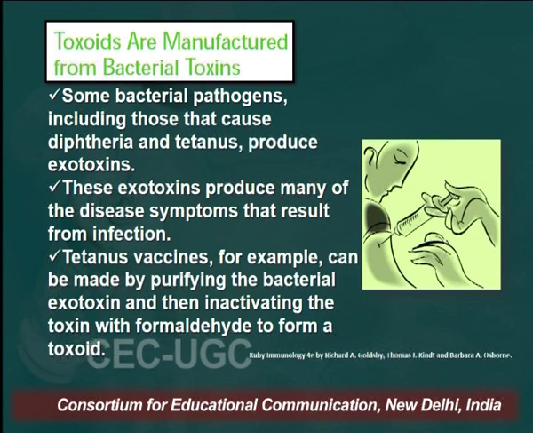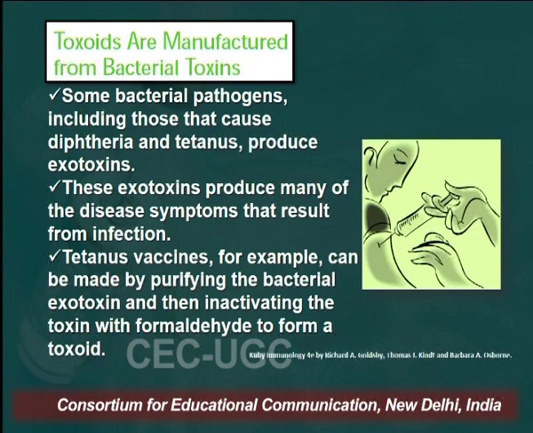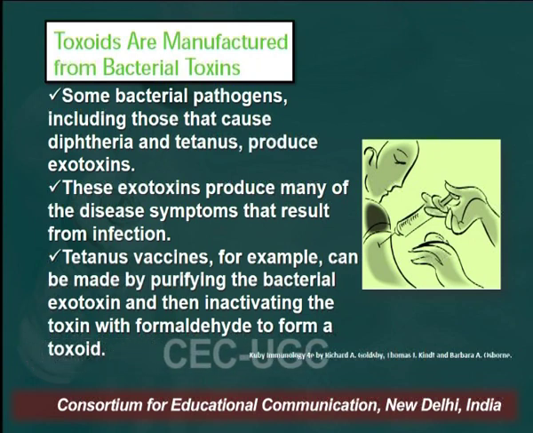So these many a times are called toxoids. We know that bacterial toxins produced in the bacteria are many a times referred to as exotoxins. Now these exotoxins produce many of the disease symptoms that result from the infection whenever these bacteria infect our body system. What happens is these exotoxins were inactivated over a period of time and they were called toxoids. So whenever these toxoids were injected into the body, they won't cause any disease condition, but they act as a vaccine.